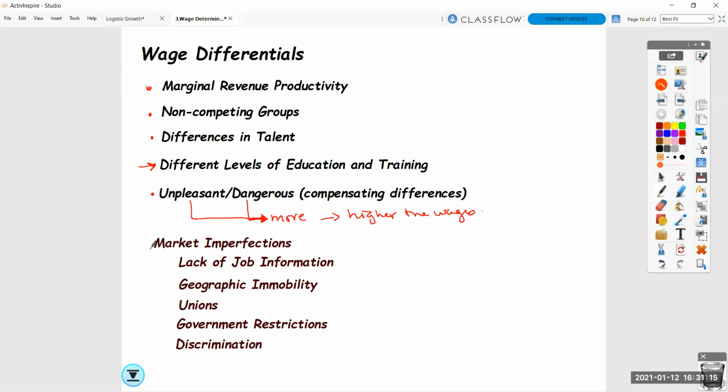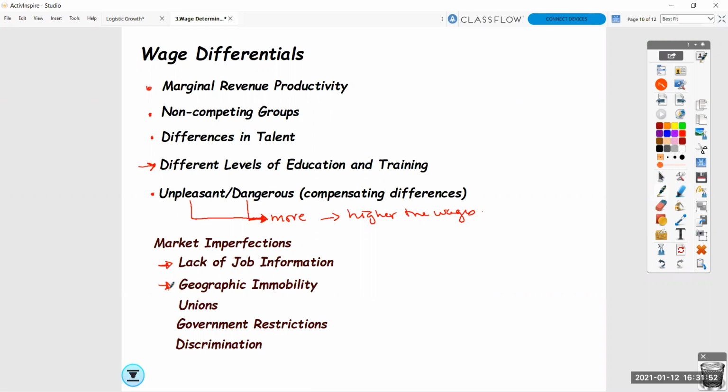That brings us to our market imperfections. These can also interrupt the working of marginal revenue product versus marginal factor cost. One of them is our lack of job information. I could be very well qualified for many jobs, but if I don't know that those jobs are available or in what area they are, I can't apply for them. So that makes it harder for us to build that supply, because when I apply for a job, I'm putting myself into the supply for that.